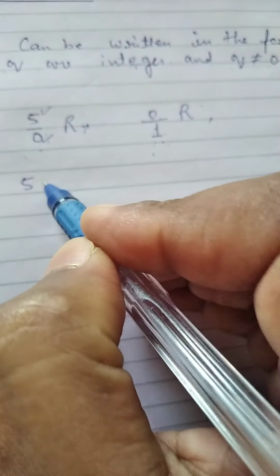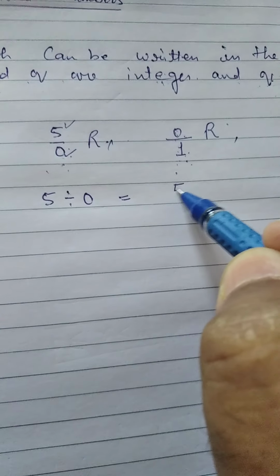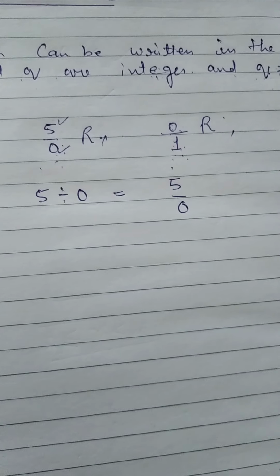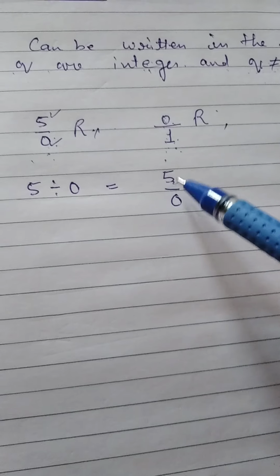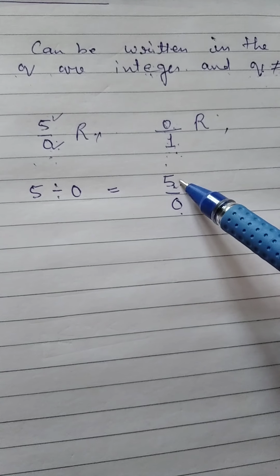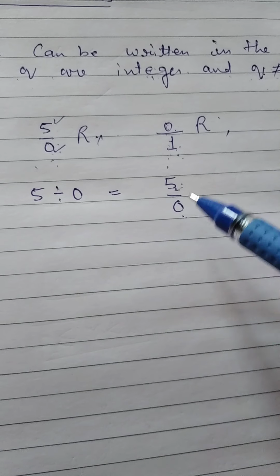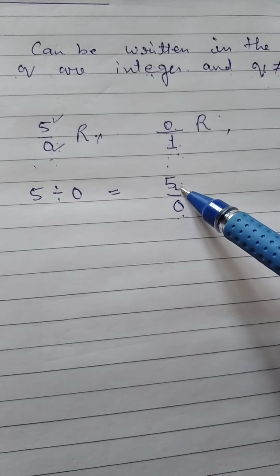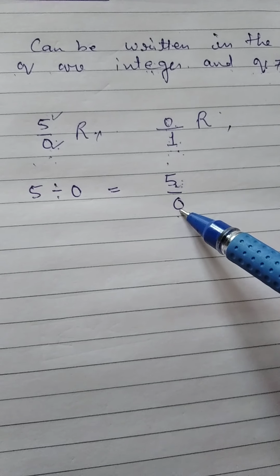If we have 5 divided by 0, in this condition what can you write? You can write this as 5 upon 0. In 5 upon 0, you can see again this is the form of p upon q. First condition verified. Second condition, p and q are integers. 5 is an integer and 0 is also an integer. Second condition is also verified.